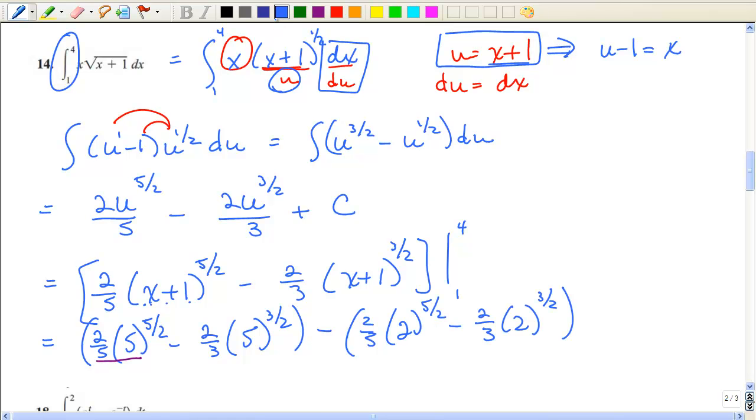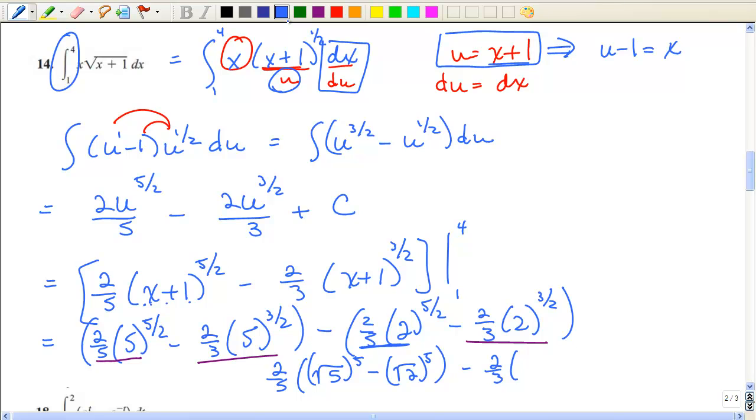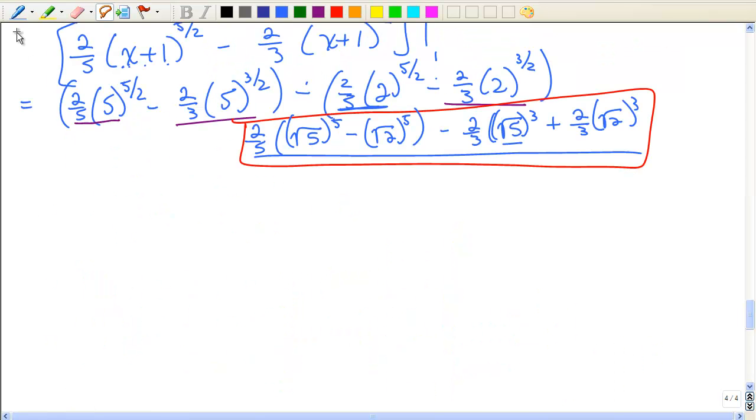So we could go ahead and rewrite this maybe in terms of square roots. We could distribute that minus sign. Let's see, I'm going to make this 2/5 times the square root of 5 to the 5th power minus the square root of 2 to the 5th power. That's these two terms. And I'm going to come back and get those. So that's going to be minus 2/3 times the square root of 5 cubed, and minus would be plus 2/3 square root of 2 cubed. Alright, this answer is just entirely too ugly.